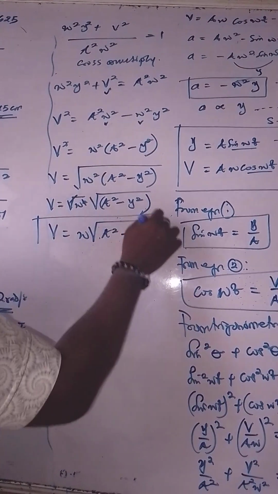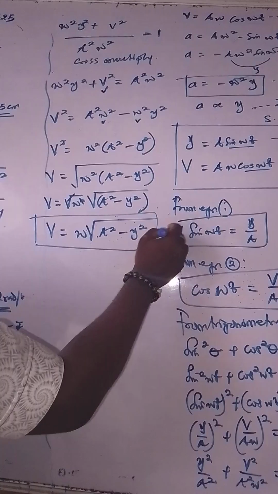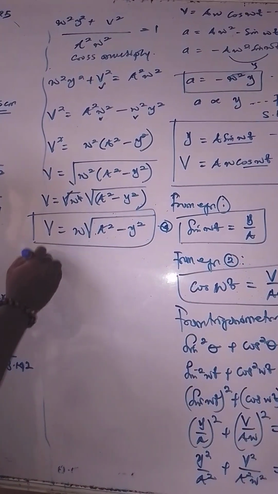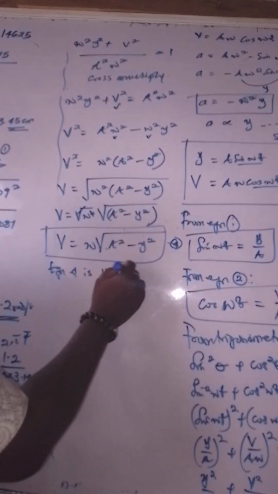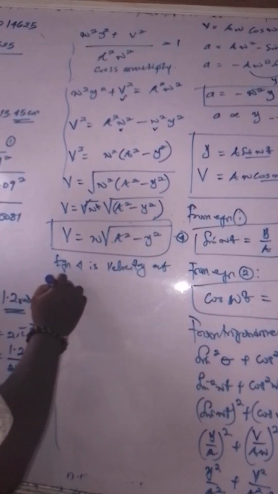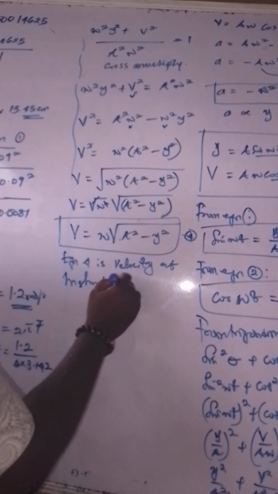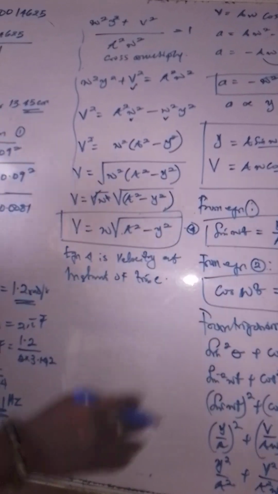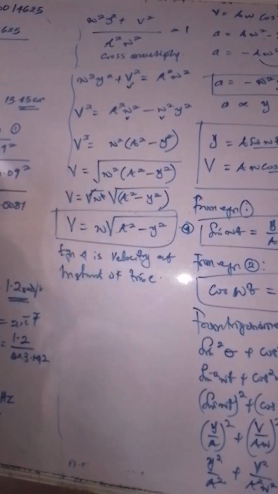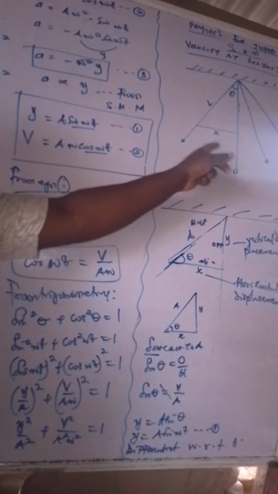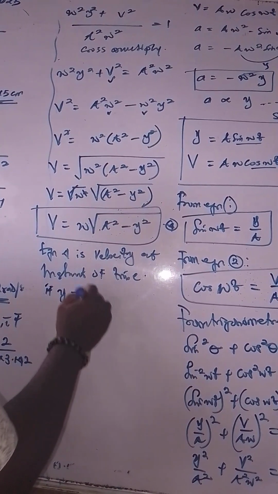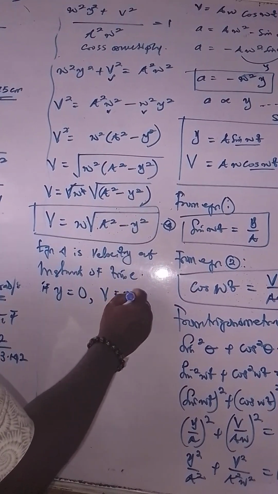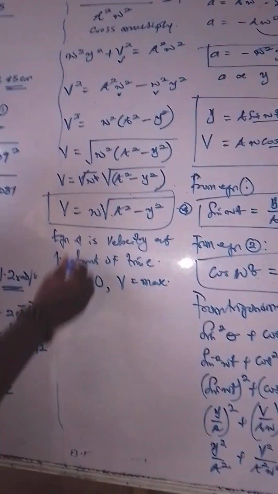Take this as an equation; I think that's equation 4, right? So equation 4 is the velocity at an instant of time. We are talking about the sketch here: at equilibrium, the displacement x is 0. So let me say displacement y is 0. If y equals 0, it means v is maximum.